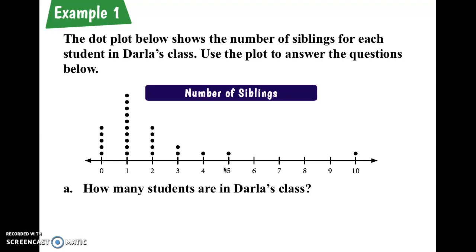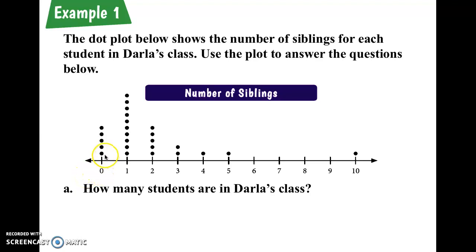In our first example, it says the dot plot below shows the number of siblings for each student in Darla's class. Use the plot to answer the questions below. So here we see our number line starts at 0, ends at 10. We want to know how many students are in Darla's class. Each of these dots represents a student.